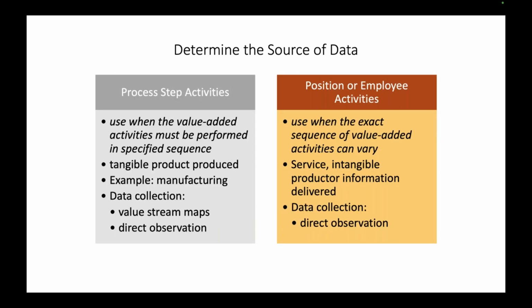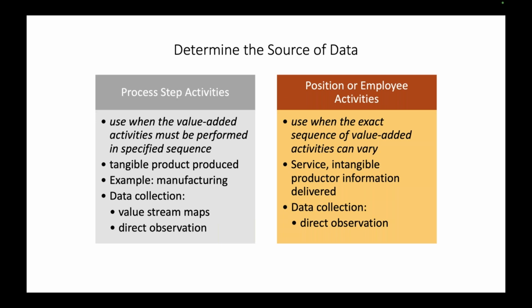So you have to first determine the source of the data. Are we going to look at the process steps, or are we going to look at the activities of an employee in a particular position? How do you decide? Well, if the value-added activities in a value stream have to be performed in a specific sequence, like in manufacturing, you use the process steps. You can get the information from value stream maps or direct observations. Typically with process steps, something tangible is produced, like a product. Could be some services if the sequence has to be the same every time.